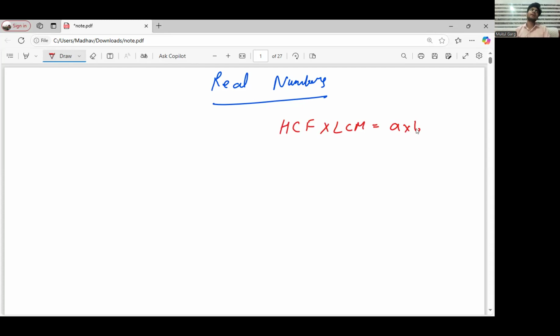Now, based on this fact, you will not see a question like that in the board examination from your NCERT. In NCERT, simple questions are given: find out the HCF of these two numbers and verify the relationship. What you can see in the board examination is a question like this.